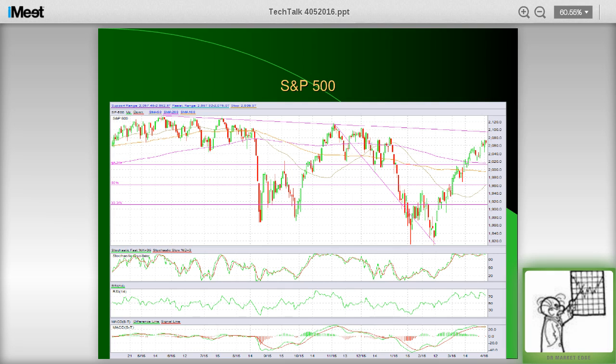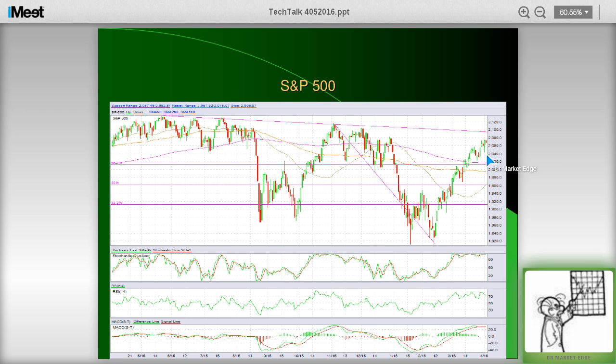Okay, the next one we're going to look at real quick is the S&P 500. It hasn't quite made it up to the descending trend line, but we're starting to see some choppy action up here. The 200-day moving average is down here around 2020. Today we're down, let's see, right now we're at about 2050.